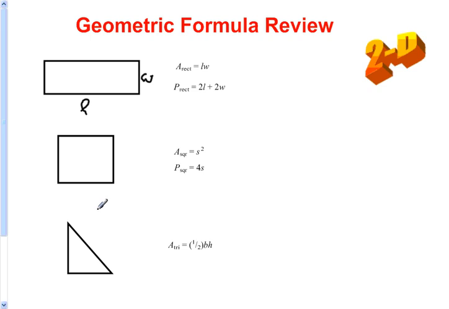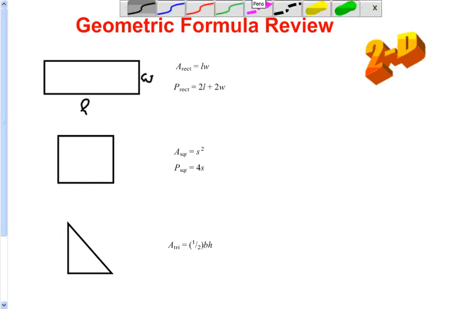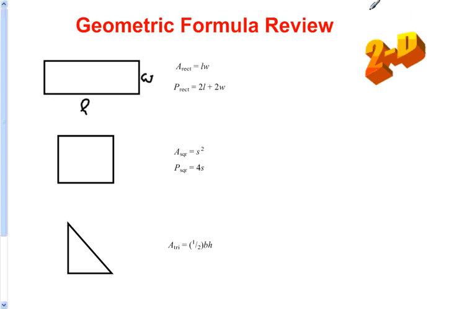What if we have a square? Well, a square is just a rectangle where both sides are the same. So this side we can call S. If they're all the same, then every side is an S, and the formula is just area equals S squared. So this represents an S, and this represents an S, so it's S squared. Same as length times width. Perimeter, 4 S's, add them all up.